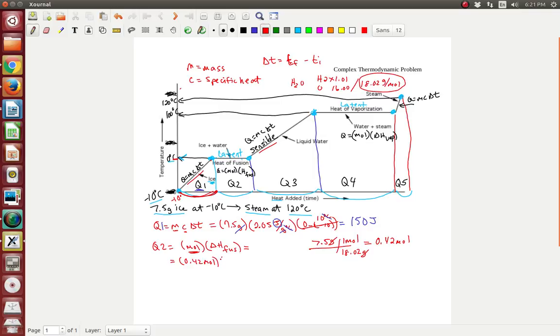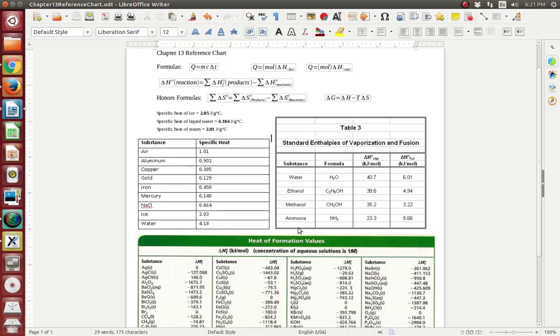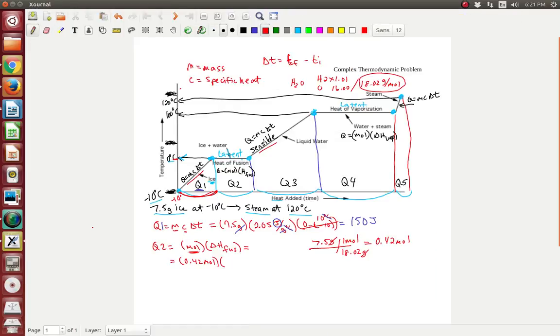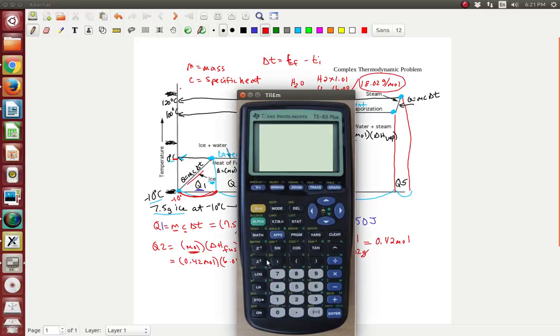We can put that into this calculation: 0.42 moles times the delta H of fusion. I need to look up the delta H of fusion, so I'm going to look at the chart over here. Here they are. For water, the one with fusion, right here, is 6.01 kilojoules per mole. So let's put that in there: 6.01 kilojoules per mole. And we just have to multiply that out to get that value.